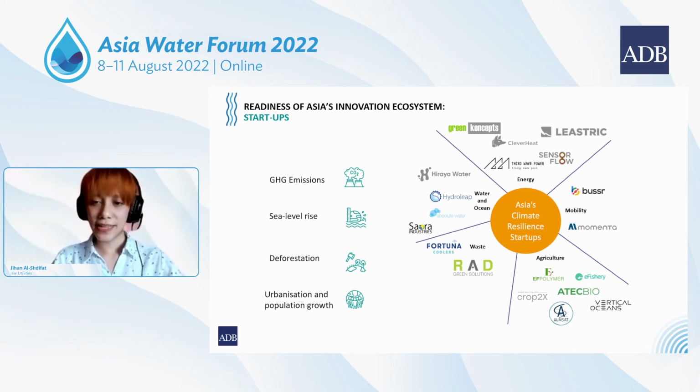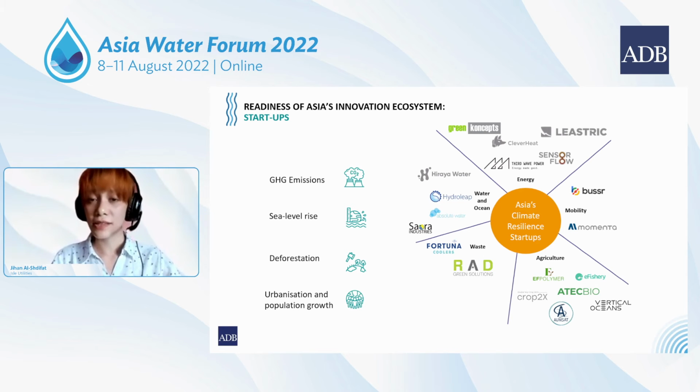If you look at the right-hand side, we did a very high-level sweep of technologies that are able to address common themes when we speak of climate resilience: energy, mobility, agriculture, waste, and water and the ocean. You would see that in each theme, there is at least one startup company that we've identified that is able to provide a solution.